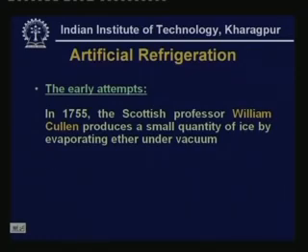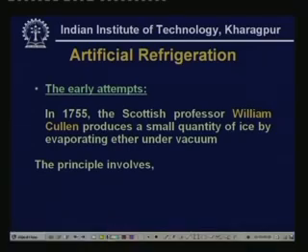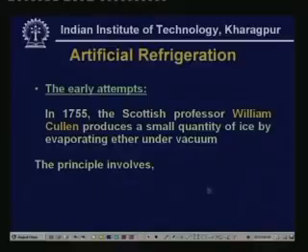This involved two thermodynamic principles. The first principle is that when you reduce the pressure acting on a liquid, its boiling point also reduces. For example, ethyl ether has a normal boiling point of 34 degrees centigrade. That means at 1 atmospheric pressure, it boils at a temperature of 34 degrees centigrade. However, if you reduce the pressure, then it will boil at lower temperatures.